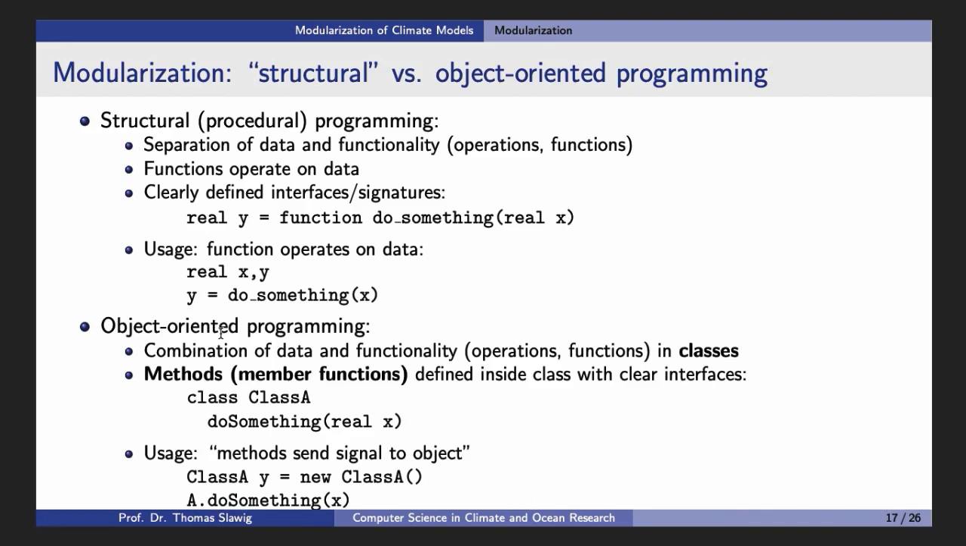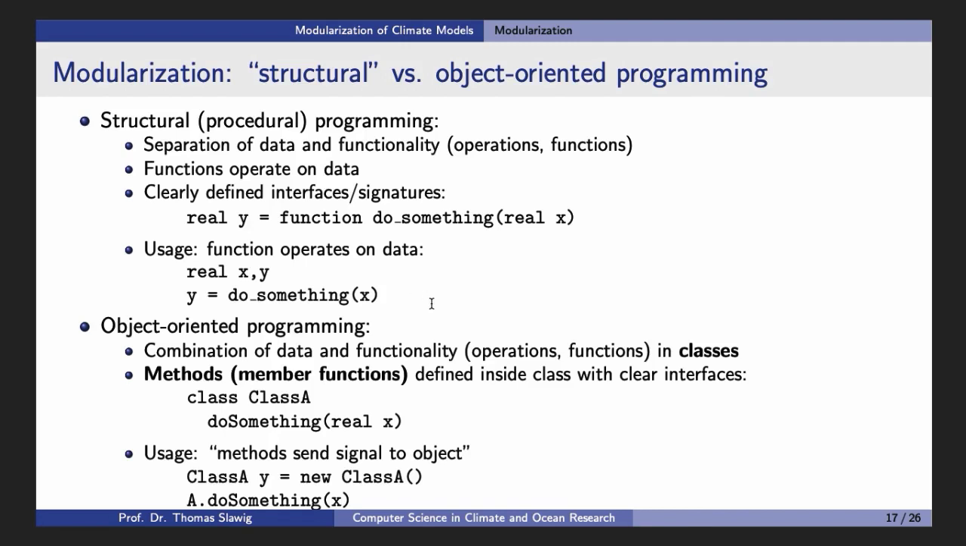If we now come to the realization, there are two ideas and two paradigms of programming. It's what's sometimes called structural or procedural programming, and the other is object-oriented programming. In structural programming, there's a strict separation of data and functionality, functionality meaning operations, functions, or subroutines, whatever they are called. The idea is the functions operate on the data. There are clearly defined interfaces or signatures. If I have real variables x and y, then the function do_something operates on the real parameter x and returns a y which is also real. This is clearly defined for every function. And then I use it just like this: y = do_something(x).